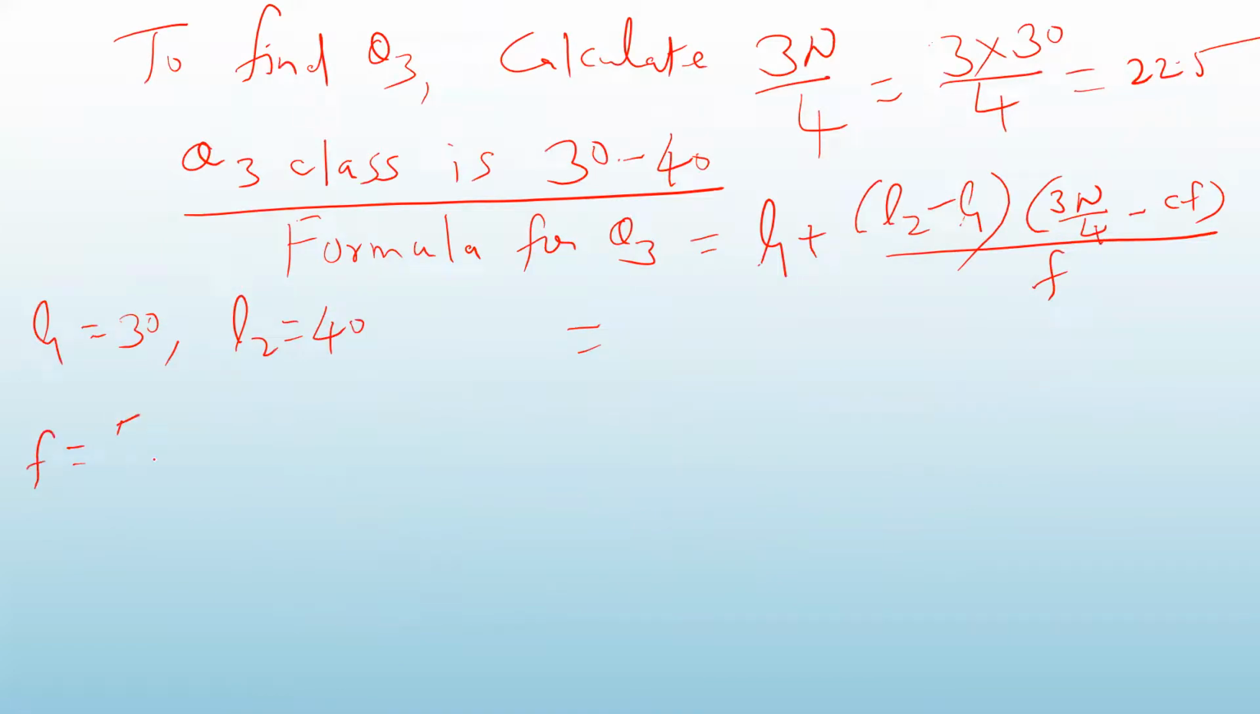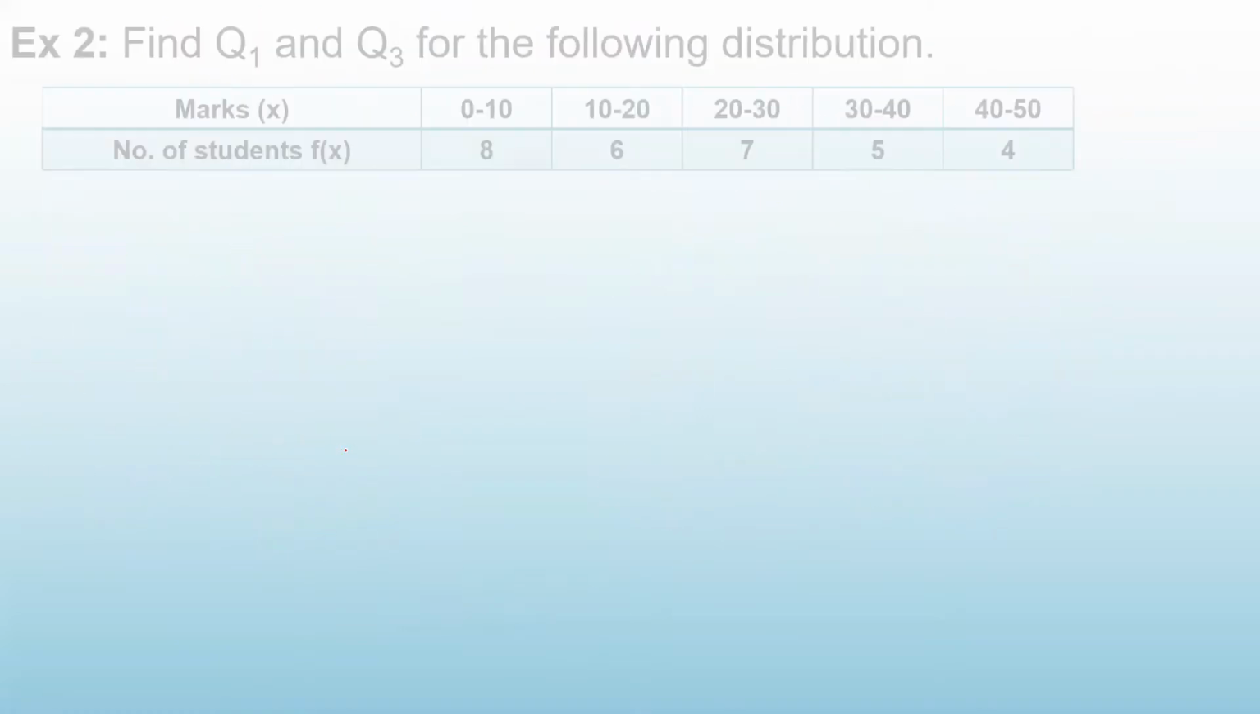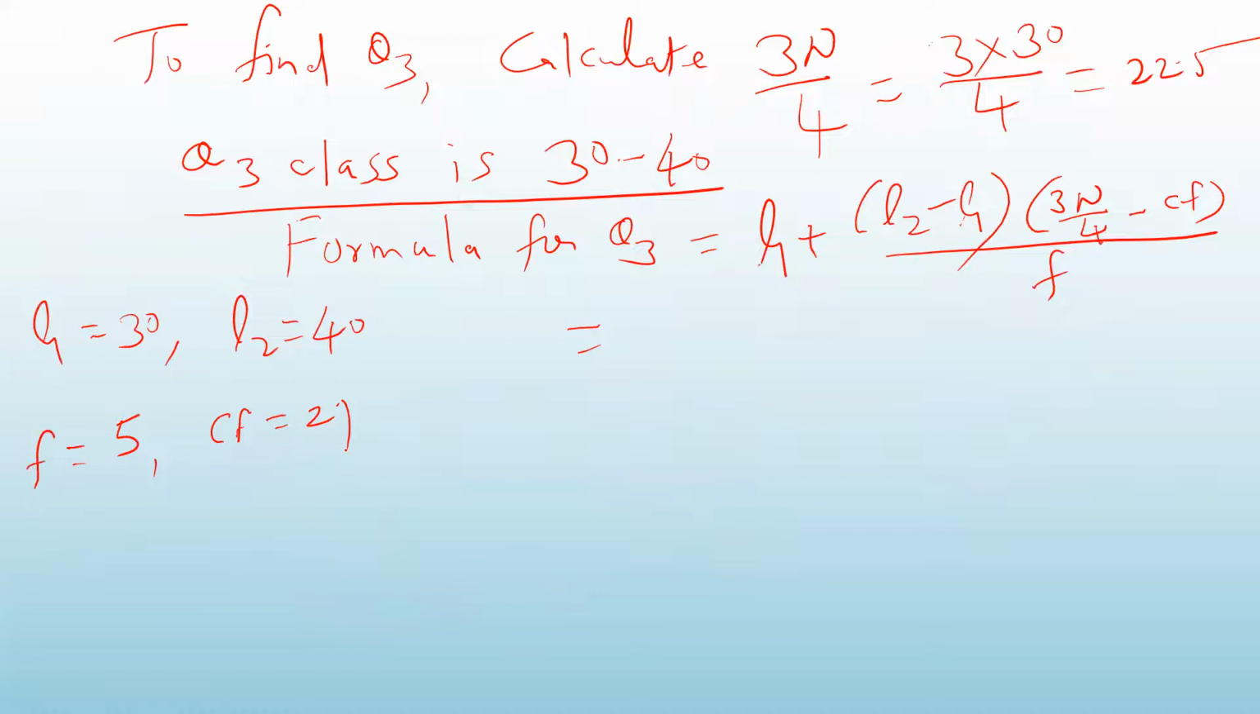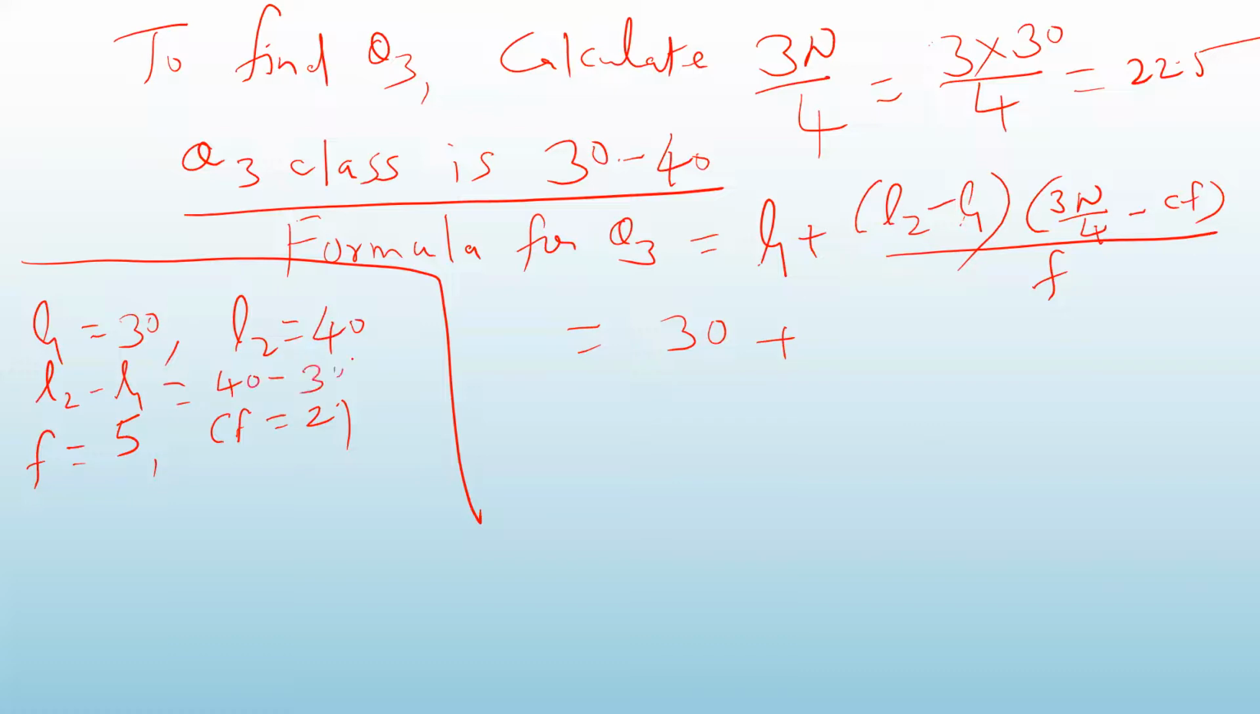So F is 5 and CF is 20. Correct? Let me just check once again. Yes. Now what you have to do? Put everything in the formula. L1 का वैल्यू ये सब मैंने साइड में किया. L1 कितना है? 30. तो L1 की जगह 30 रख दिया. L2 minus L1. L2 is 40 and L1 is 30. So what is 40 minus 30? Width of the class. It is 10.